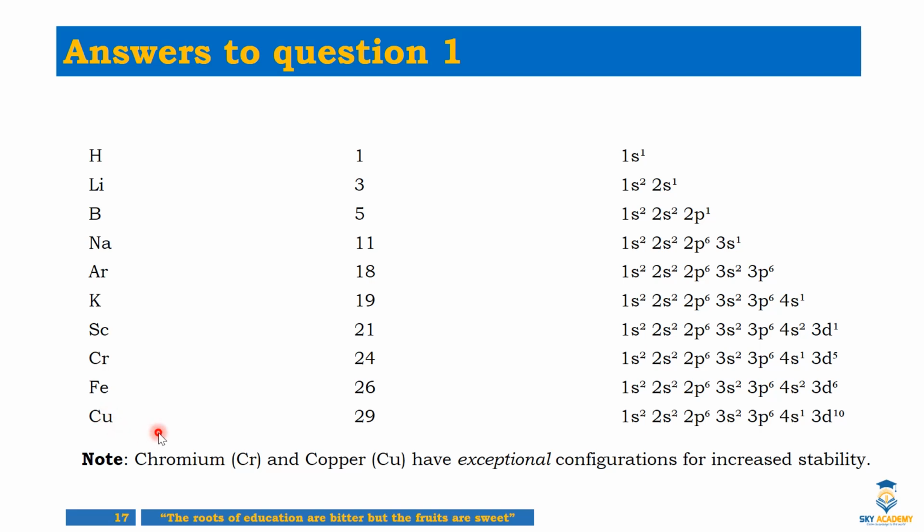Then we have copper 29. Copper 29 is 1s2, 2s2, 2p6, 3s2, 3p6, 4s1, 3d10. For copper, you see it would have 9 electrons in the d subshell, but we can withdraw one electron from s and put it in d, which is 9, then it becomes 10, and then it becomes stable.